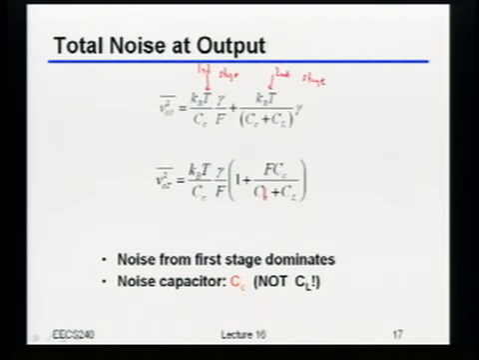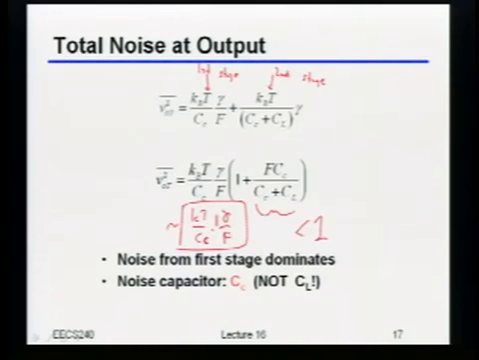What you see is something pretty interesting. This term right here, which is representing the noise from the second stage, is guaranteed to be less than 1, unless I have some active feedback or something like that, because CC over CC plus CL is clearly less than 1. And usually our feedback factor is also less than 1. In other words, roughly speaking, the total noise is just going to be kT over CC times gamma over F.